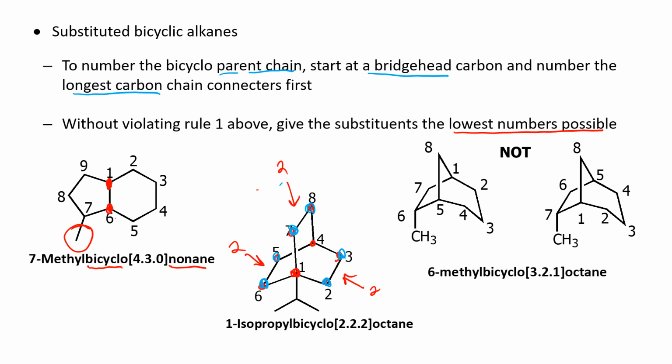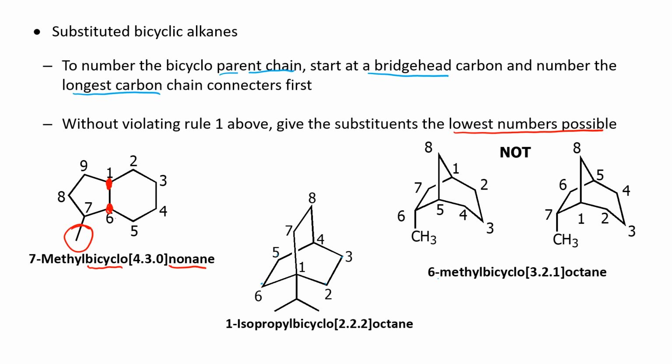Really, it doesn't matter what path I start going around. However, what does matter is the bridgehead that I start at. So if I start here, I get 1, 2, 3, 4, 5, 6, and I have my substituent at 1. Or if I started on the other bridgehead, I'd have a 1, 2, 3, 4. My isopropyl will be at the 4. So a 1-isopropyl beats a 4-isopropyl. I think it's pretty clear how we number this one.